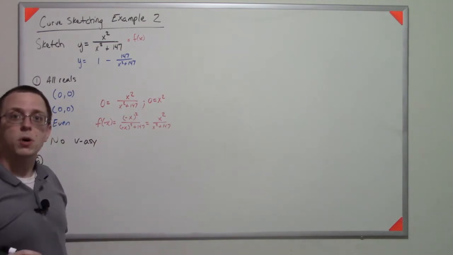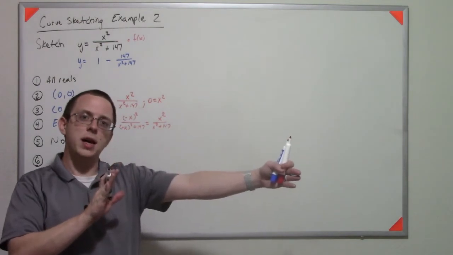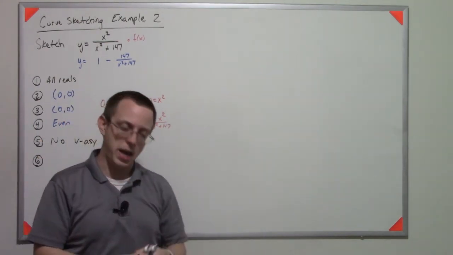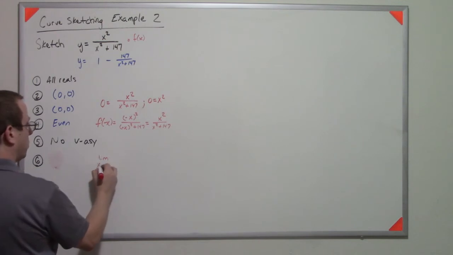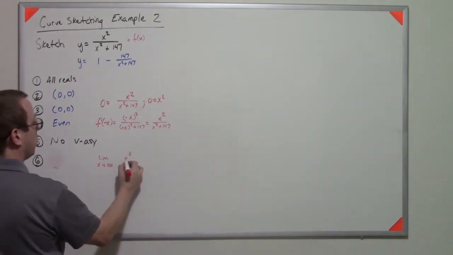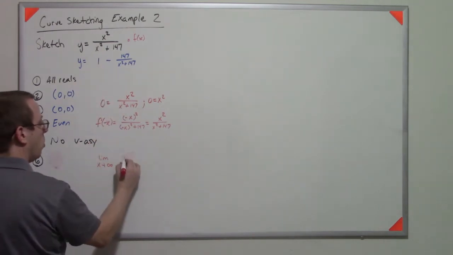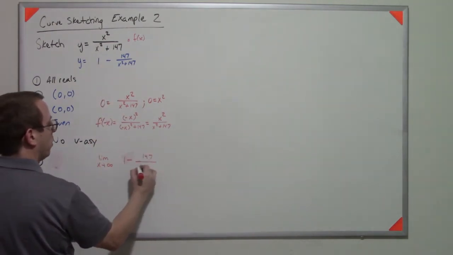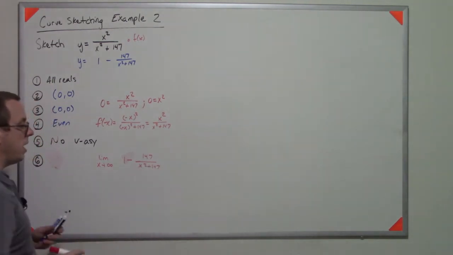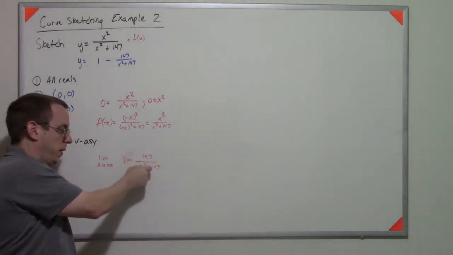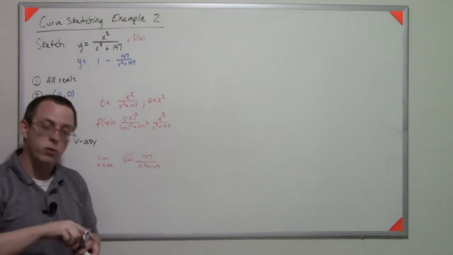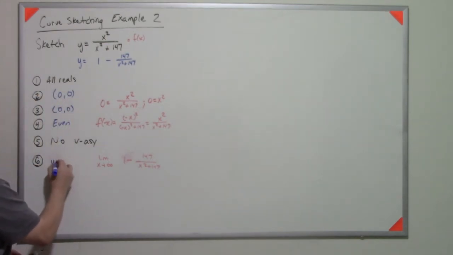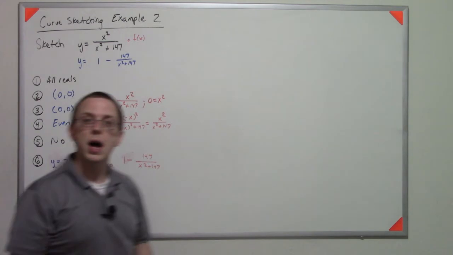For the horizontal asymptote, again, we only need to care about the right side because it's going to be reflected on the left. So we say the limit as x approaches infinity of 1 minus 147 over x squared plus 147. As x gets large, the denominator gets really large, so this term vanishes. The only thing left over is that 1. So the line y equals 1 is our horizontal asymptote.